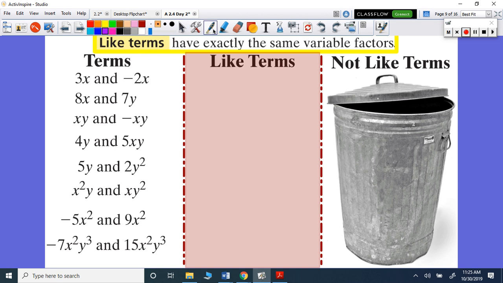All right, so we're going to either keep the like terms or trash them in this first example. Do these two have the exact same letters? Everything's the same, the letters and the exponent. So we are going to put those in our like terms column. 3x and negative 2x.